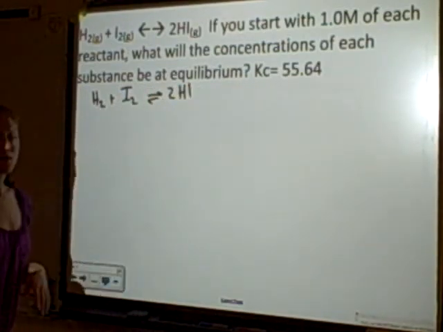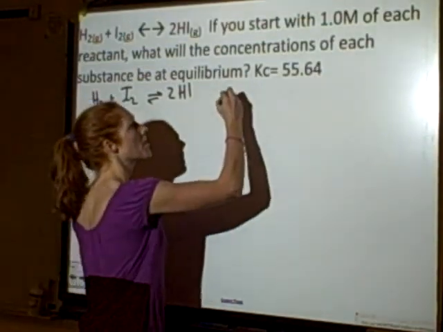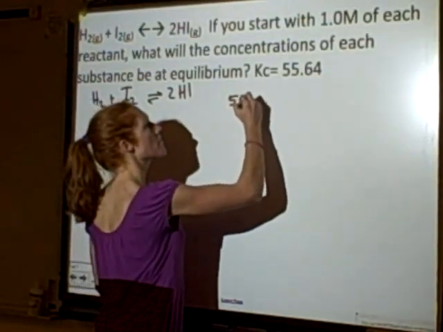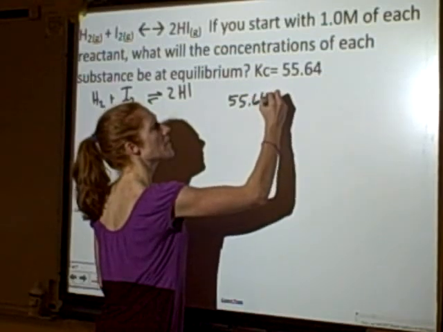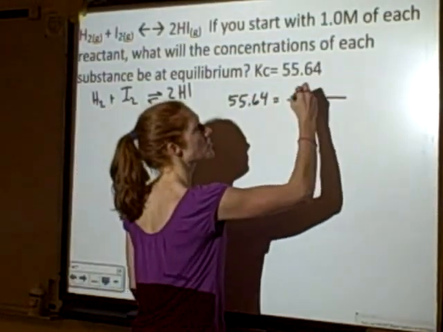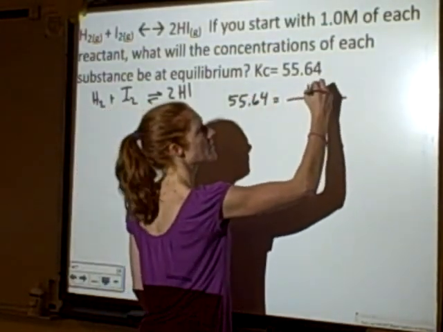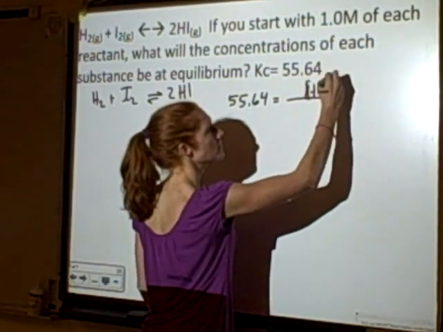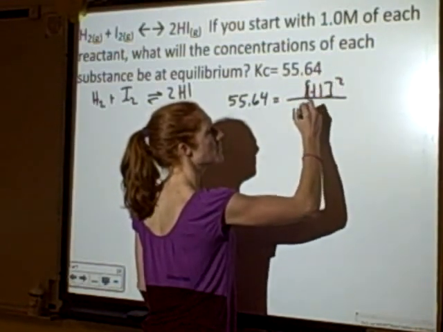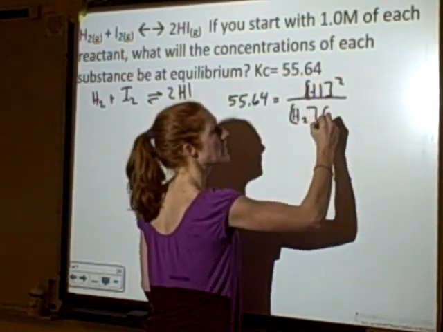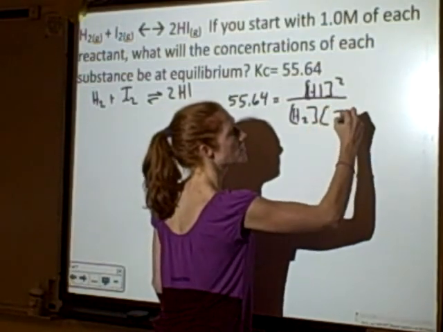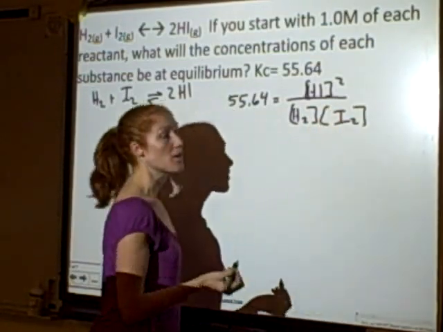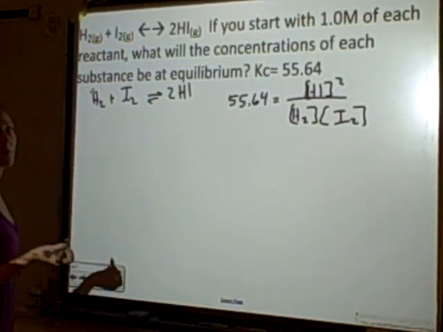All right, and I'll write out the KC expression. 55.64 is going to be equal to the concentration of the HI squared over hydrogen and iodine. So this time I was given the initial amounts, and I'm given the KC, and I'm looking for the final. I'm looking for the equilibrium.